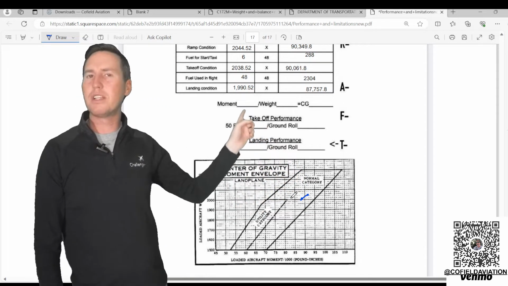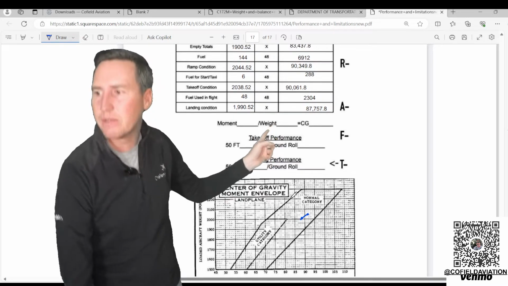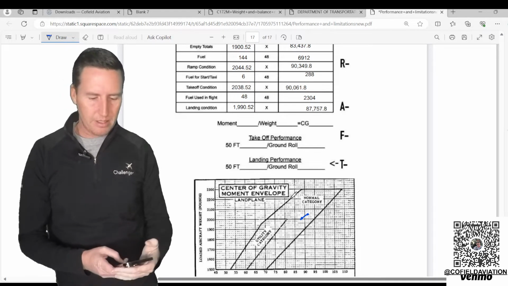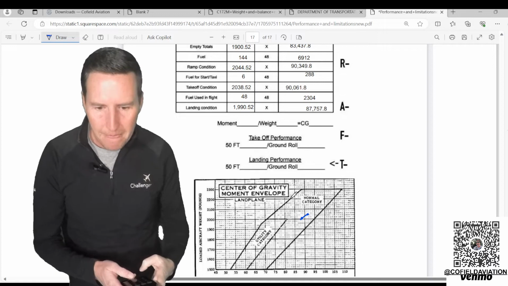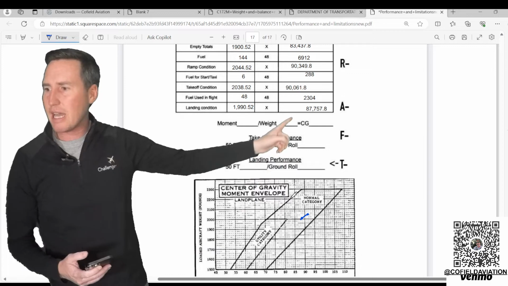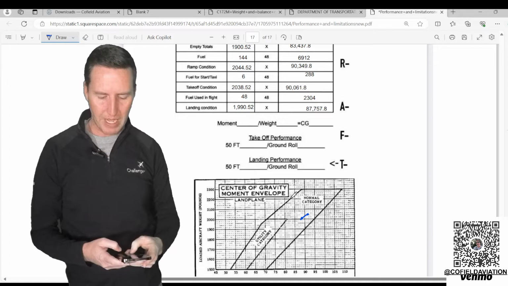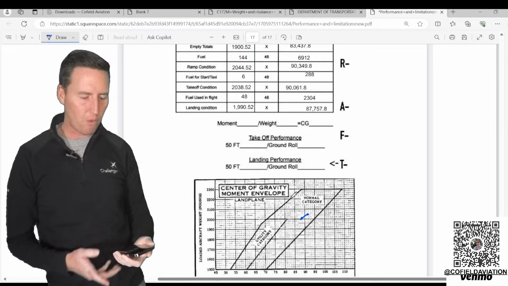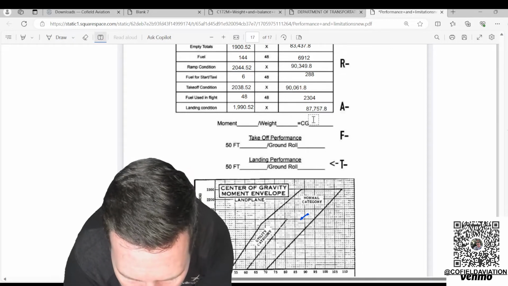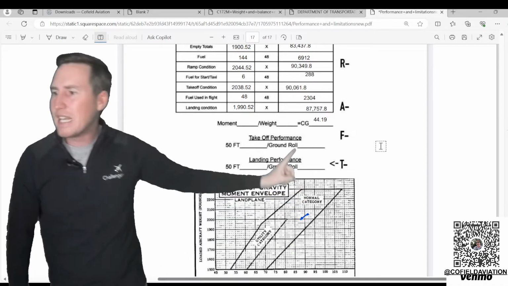Now another step, if we wanted to go the next step, is we could do moment divided by weight equals CG, okay? So I'm just going to do this at the ramp condition. So the moment is 90,349.8, and then we're going to divide that by the weight, which is 2,044.52. That's going to give us a CG of 44.19. So let me put that right here. That's going to be 44.19 CG.